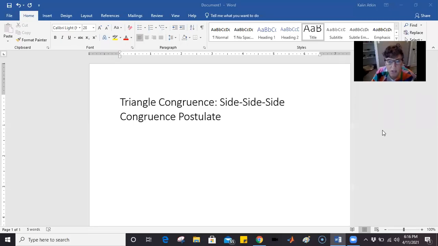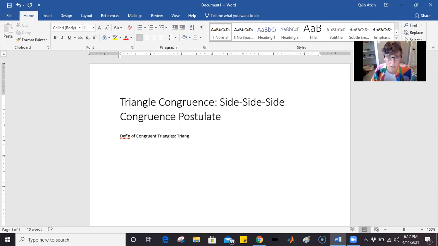What's up, scholars? Today we're talking about triangle congruence and the side-side-side congruence postulate. So what is the definition of congruent triangles? Well, they are triangles that have all of their parts and pieces that are the same measure.